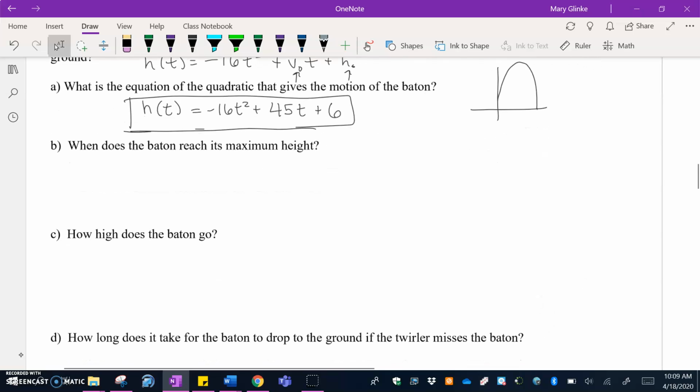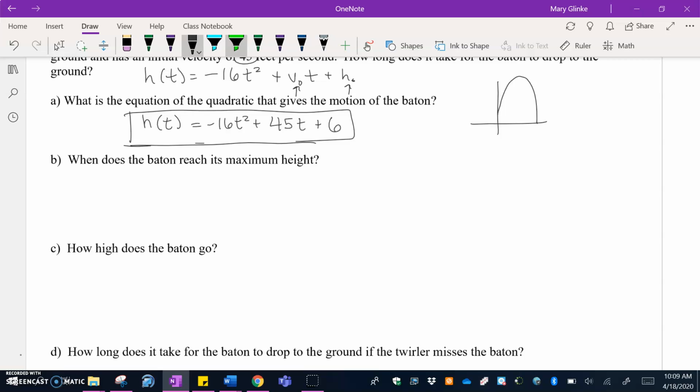Part B is asking, when does the baton reach its maximum height? So when you see something like this, again, we should look at our graph and think of our maximum height here. This is talking about the vertex. And since it's when, it's asking for the x value of the vertex. Now, if we had everything labeled on our graph, we would just be able to pull that off. But we don't have everything on our graph, so we actually have to find the vertex.